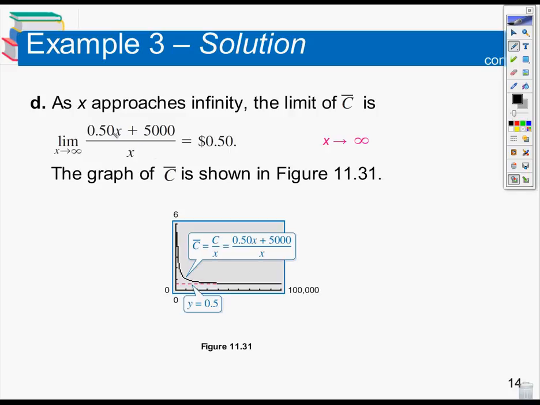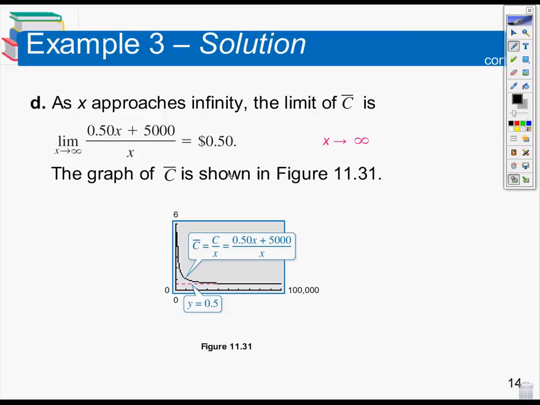Well, they both just have x to the first and x to the first. So that means I need to look at their coefficients. I have 0.5 over 1. So the limit as x approaches infinity, off in the distance, should just be 0.5. It should be 50 cents.